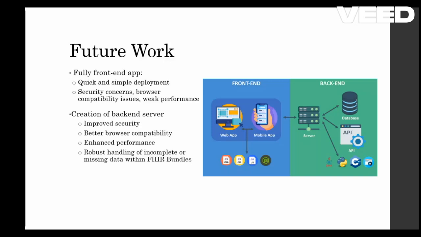And if the project were to proceed to a production environment, creating a backend server would really be key. This would improve security of the app, removing that exposure of our API key and doing that call server side, as well as better browser compatibility and enhanced performance, as we could do a lot of server-side processing and scale that as the app progresses, as well as better validation. So we could handle incomplete or missing data within FHIR bundles on the server more easily.